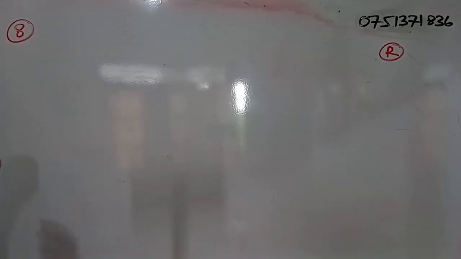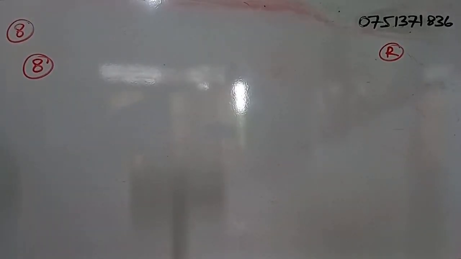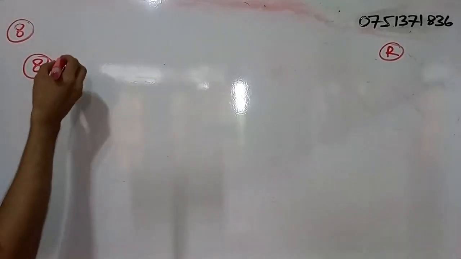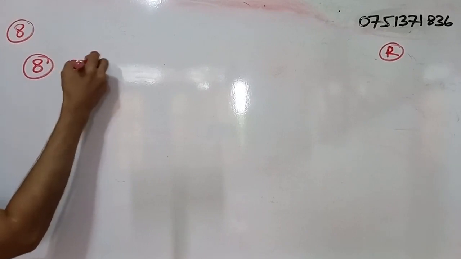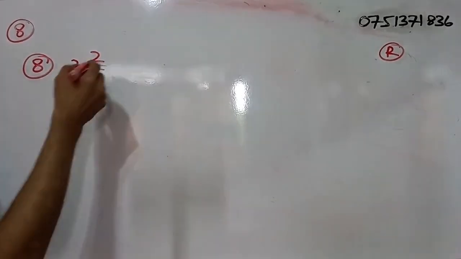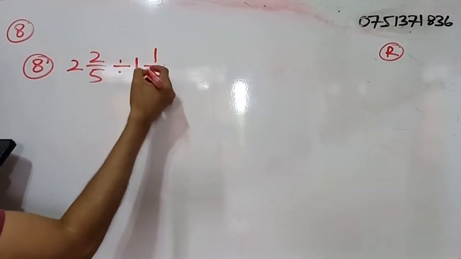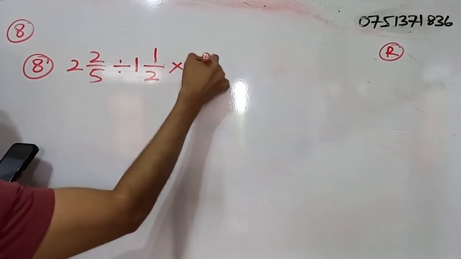Right. Now we have part 8. Okay. 2 and 2 by 5. So we have to divide that by 1 half and we have to multiply that by what? 4 by 5.